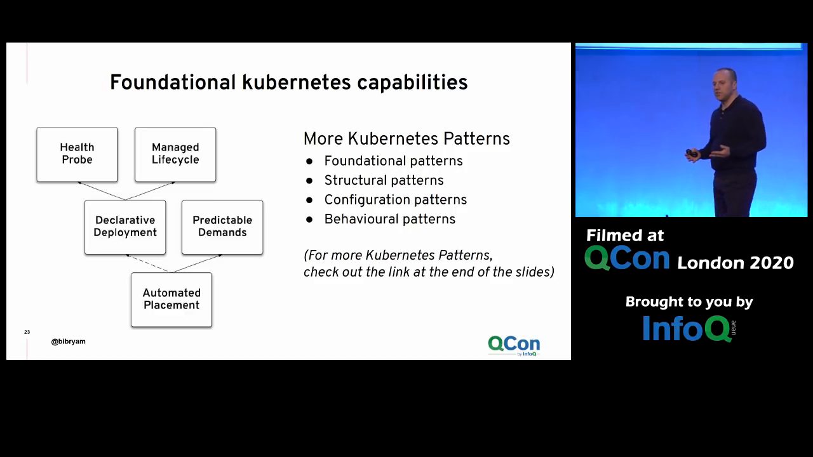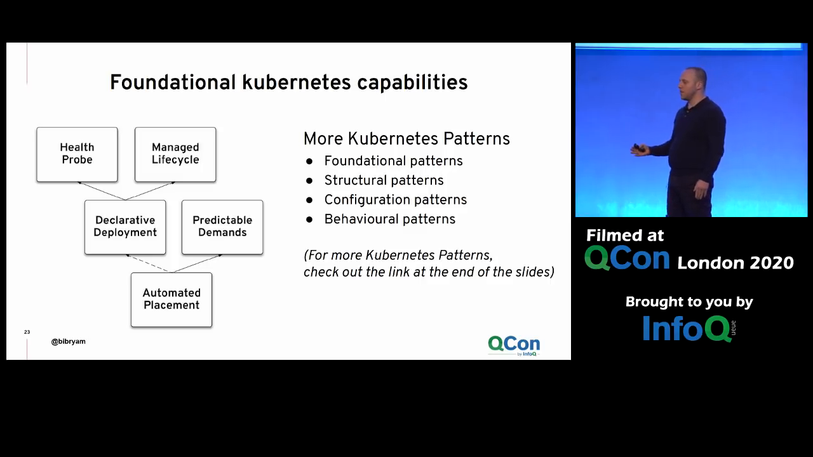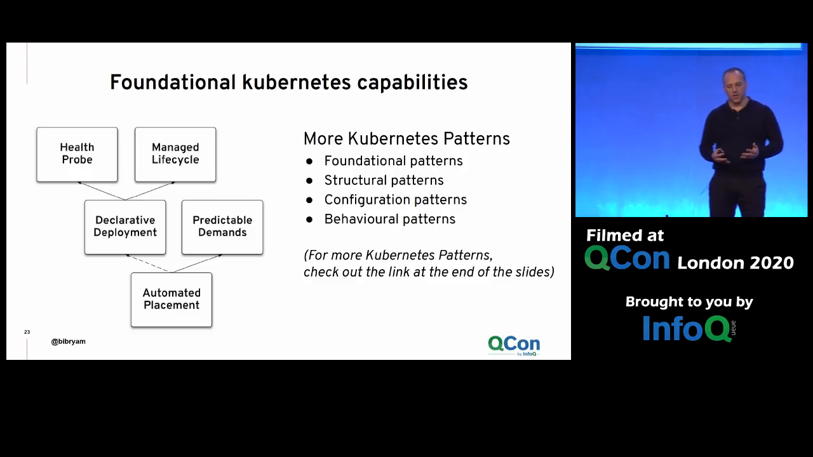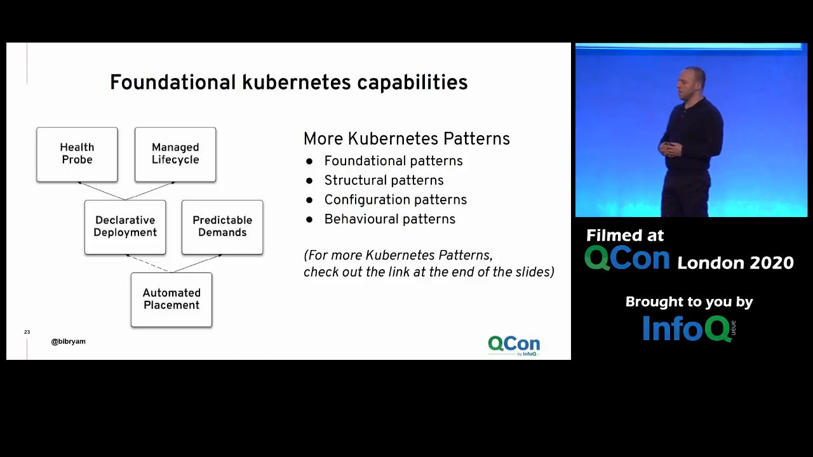But once you put all of these best practices in place, once you use all of these capabilities, your application becomes a good cloud-native citizen and it's ready for automation on Kubernetes. And in my view, this represents the foundational patterns for running workloads on Kubernetes. Then there are other patterns around structuring the containers in a pod, doing configuration management, and behavioral.